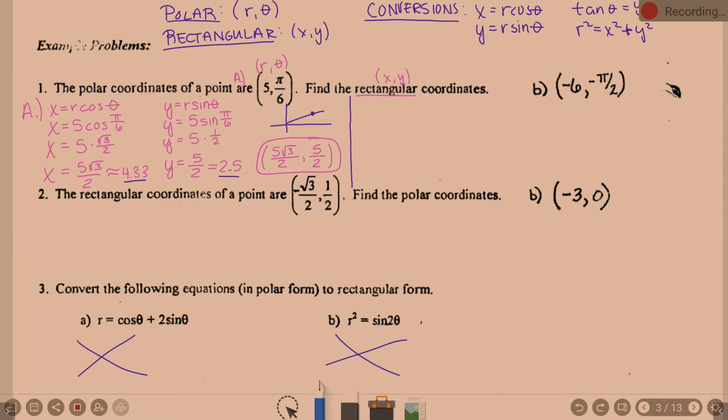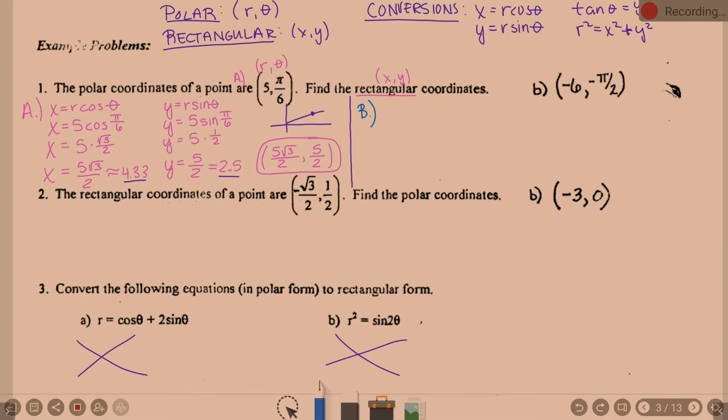Okay. Shall we try what I'm going to call B? Actually, it's already called B now that I look at it. Same thing. We're trying to take -6 comma negative pi over 2 and convert it to regular or rectangular coordinates. What do we know about -6 and negative pi over 2?